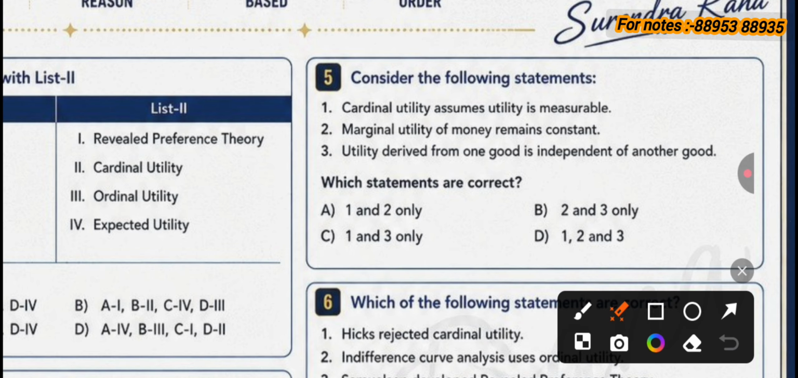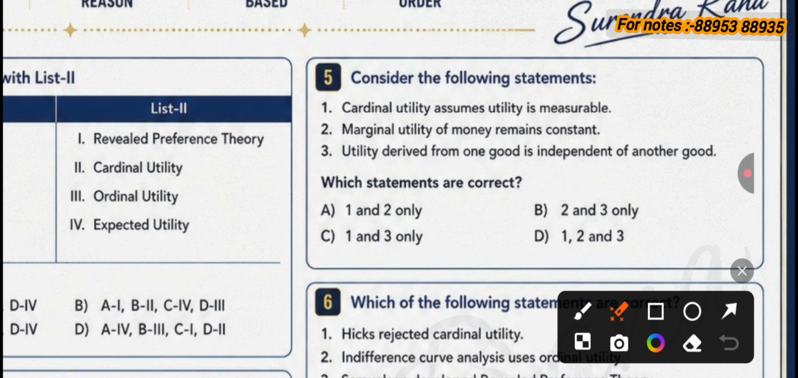Option A is 1 and 2 only. Option B is 2 and 3 only. Option C is 1 and 3 only. And option D is 1, 2 and 3. Which is the correct answer? The correct answer is option A. 1 and 2 are correct: cardinal utility assumes utility is measurable and marginal utility of money remains constant. And this point is wrong: utility derived from one good is independent of another good.